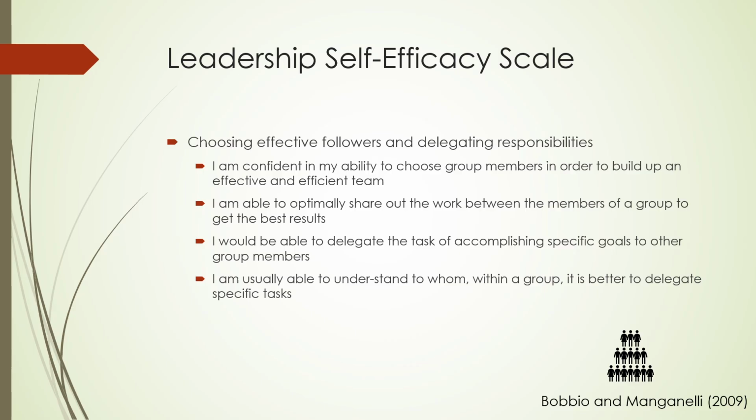So the next domain, or the next category slash dimension, in the leadership self-efficacy scale is choosing effective followers and delegating responsibilities. And this dimension has 4 items. So go ahead, and I'm not going to read through all of them, but I want you to go through it and score it by yourself.